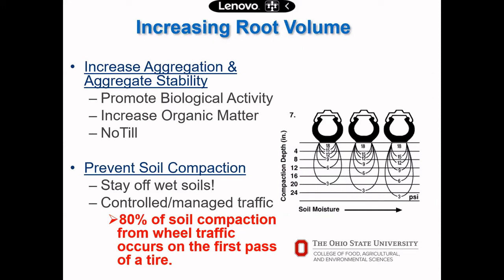How do we increase root volume? Well, we have to promote that biological activity. We've got to increase the organic matter, and long-term no-till undisturbed soils have the most pore space in them so that we can get better rooting volume and better gas and water exchange. We want to prevent that soil from compacting. You've got to stay off those wet soils. We've also found that the first time you go across these soils after they've been tilled, 80% of the soil compaction from the wheel traffic occurs on that first pass of a tire. This is, again, some research that was done at The Ohio State University.